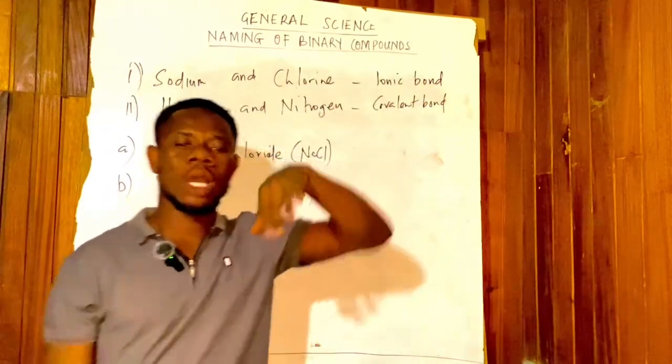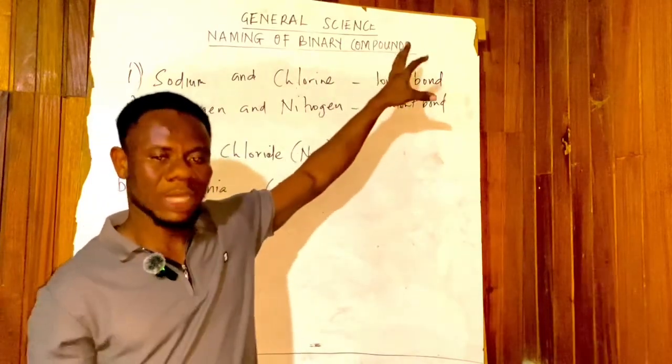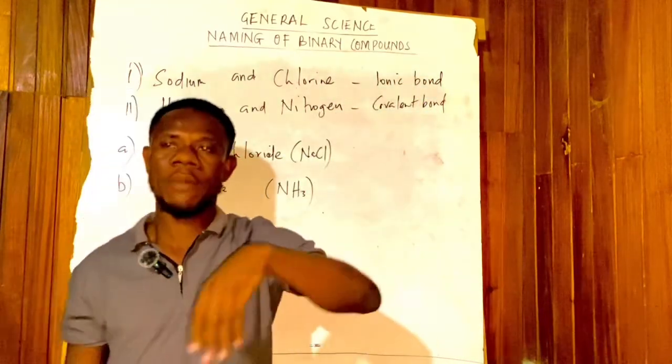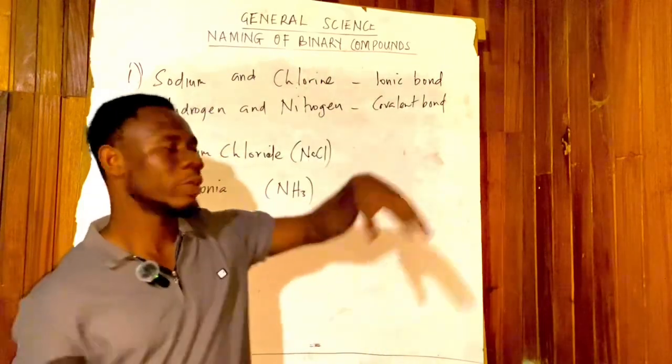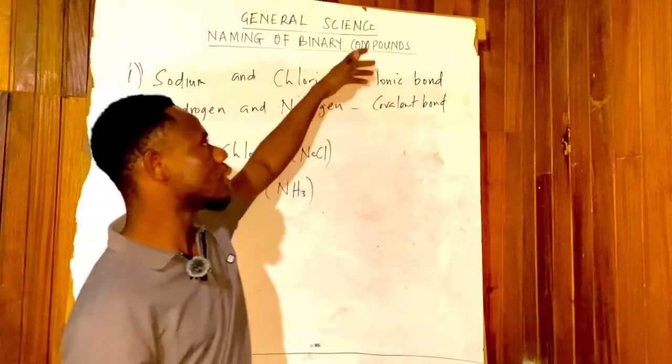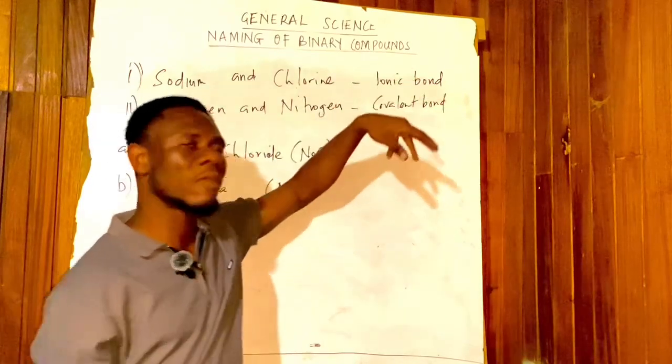Now, you are to answer the last question for me. You can leave a comment. You can write your answers in the comment, or you send it to me privately. I will check for you. So, the difference between ionic bond and covalent bond.